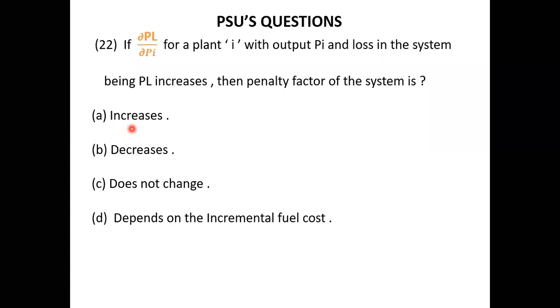This is a theoretical concept. For example, by using the formula, we know the formula for the penalty factor: L equals 1 by 1 minus dou PL by dou P. When dou PL by dou P increases, what about your denominator? The denominator decreases. When the denominator decreases, what about your L value? The L value increases. So like this also you will get the answer. So the answer is increases.